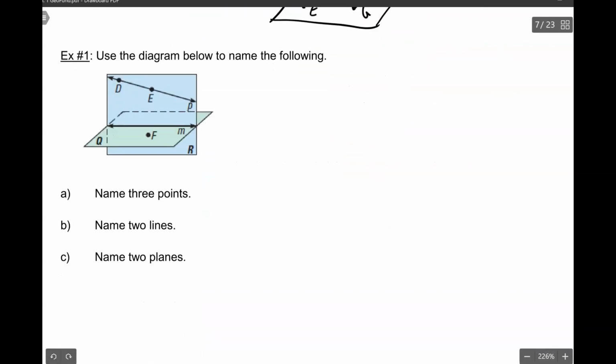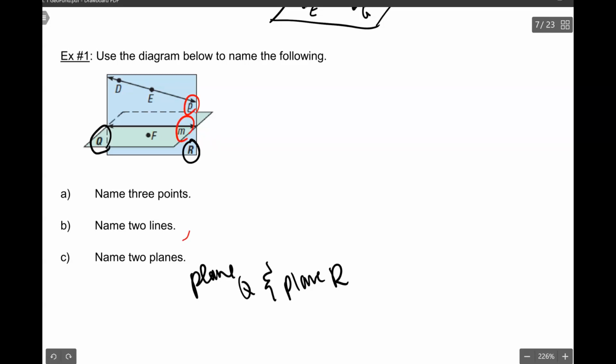Example 1, use the diagram below to name the following. So I have 2 planes. I have plane R, which is the blue going up and down, and then I have the green, which is this flatter side. So let's label this capital Q and this capital R, these are our 2 planes. So I write plane Q and plane R. If I want to name 2 lines, notice there's a lowercase p and a lowercase m, so I could say line M and line P.